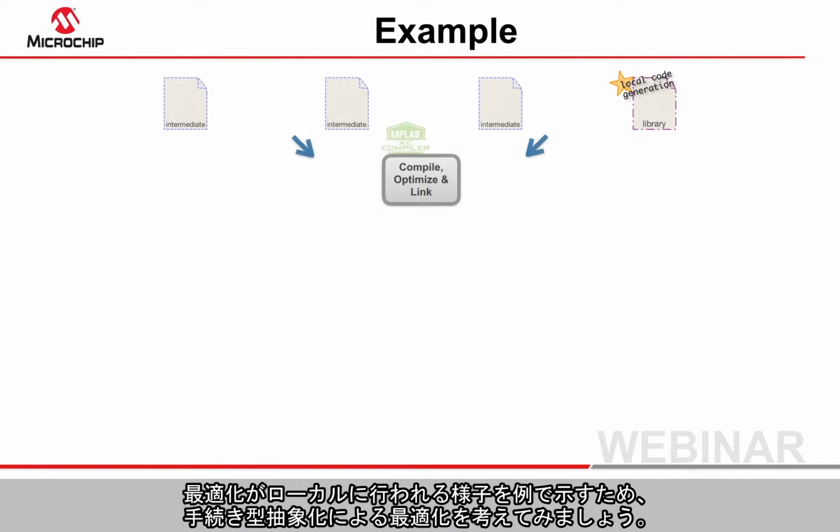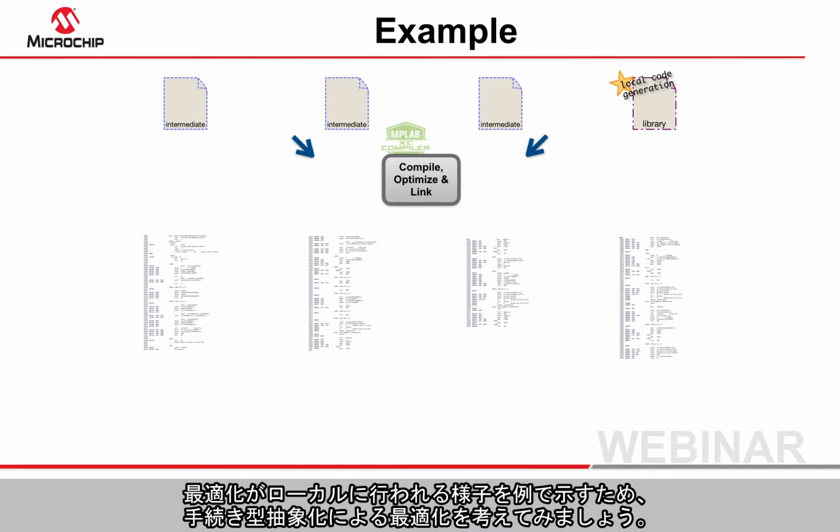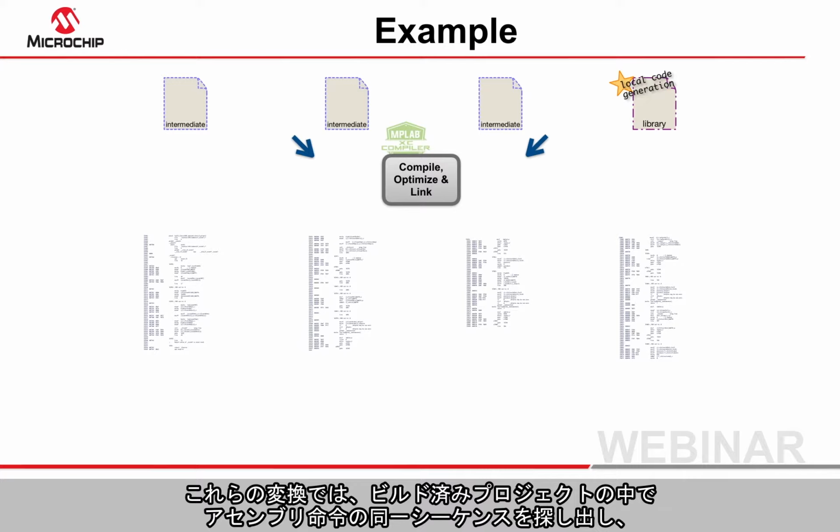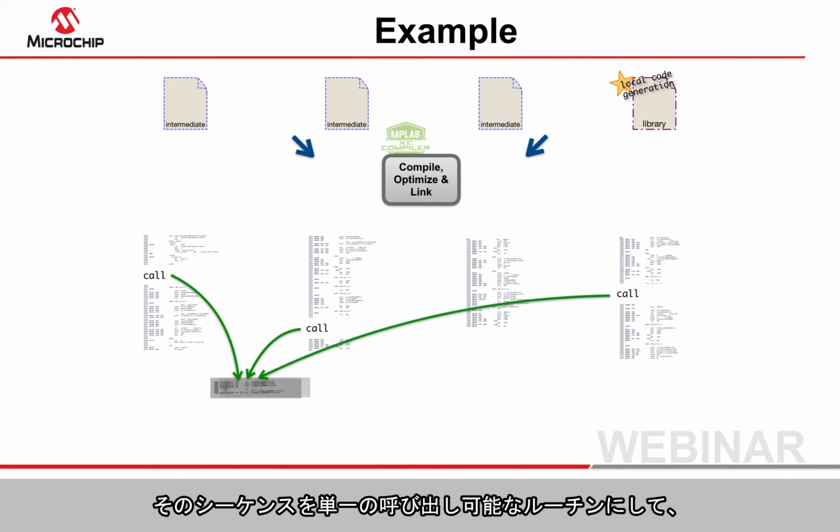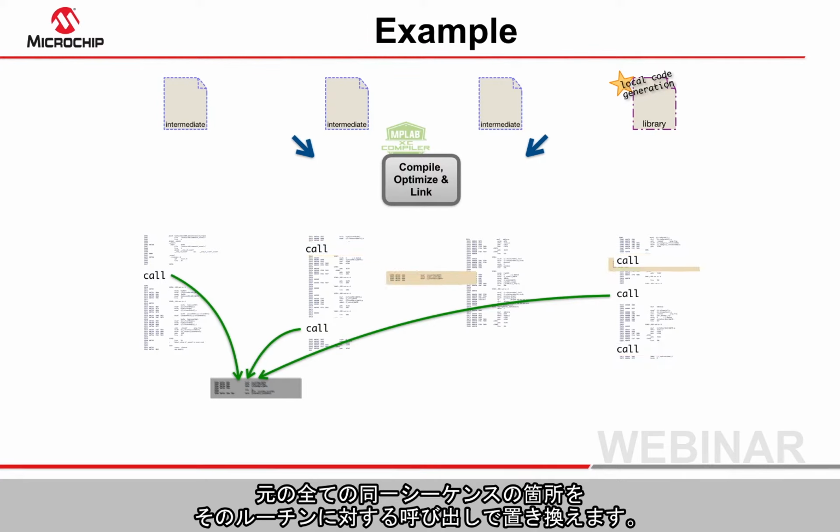To give you an example of how optimizations are made local, consider procedural abstraction optimizations. These transformations look in the built project for identical sequences of assembly instructions and replace these with calls to this same sequence that has been included just the once as a callable routine.